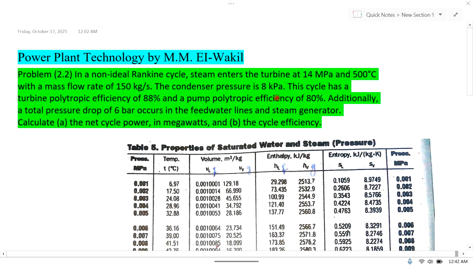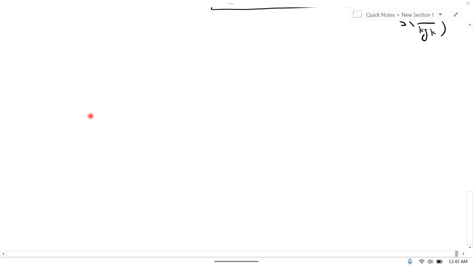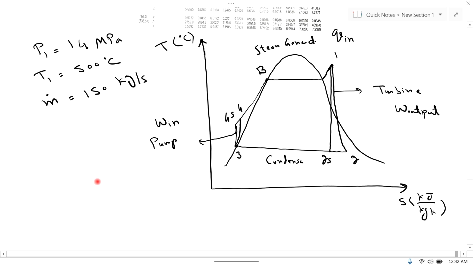Similarly, the condenser pressure is 8 kilopascal. This is the condenser pressure, and the condenser pressure is constant. From the saturated liquid line to the saturated vapor line is a straight line, and here the pressure is constant. So P2 is equal to P3 is equal to 8 kilopascal, and in megapascal, divided by 1000, this will be equal to 0.008 megapascal.